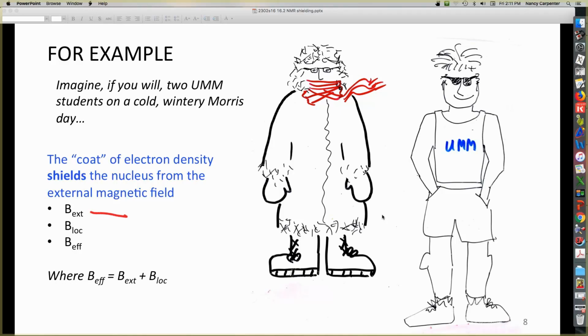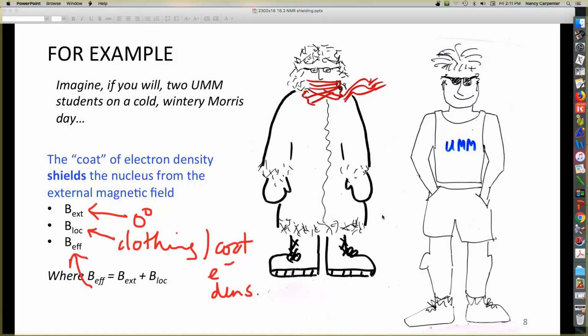The cold is the external magnetic field. This is the clothing slash coat of electron density. Well, more or less. And this is what the nucleus actually feels. So I actually should just say that the localized magnetic field is just what's keeping you from feeling the cold.